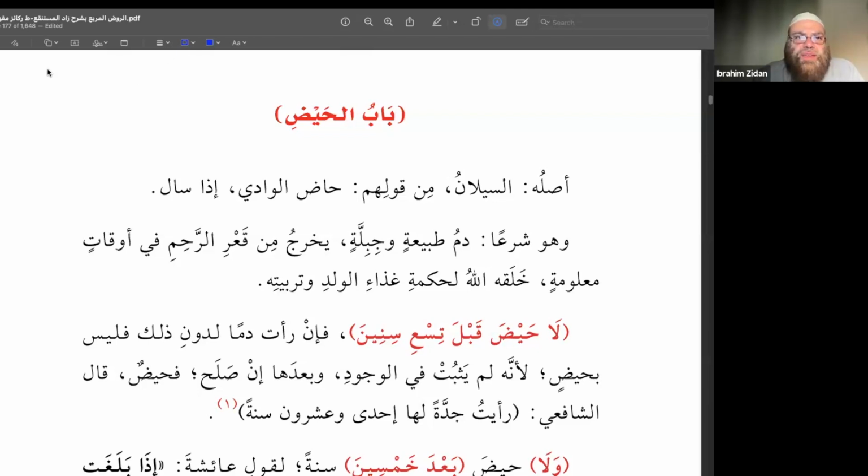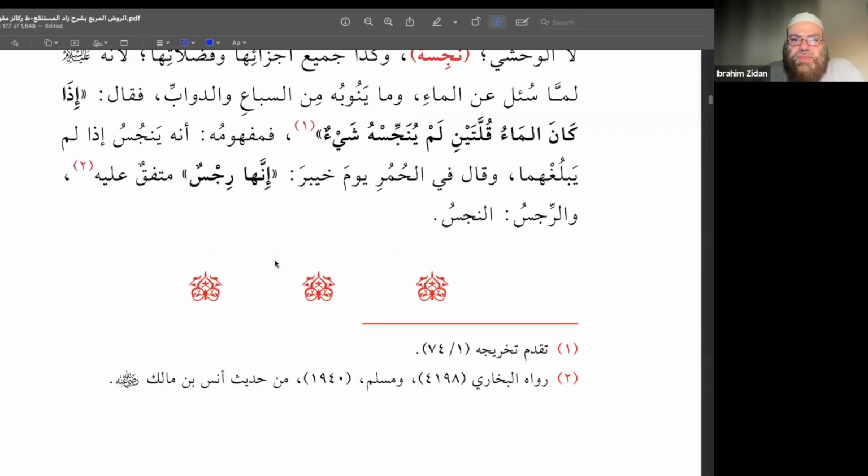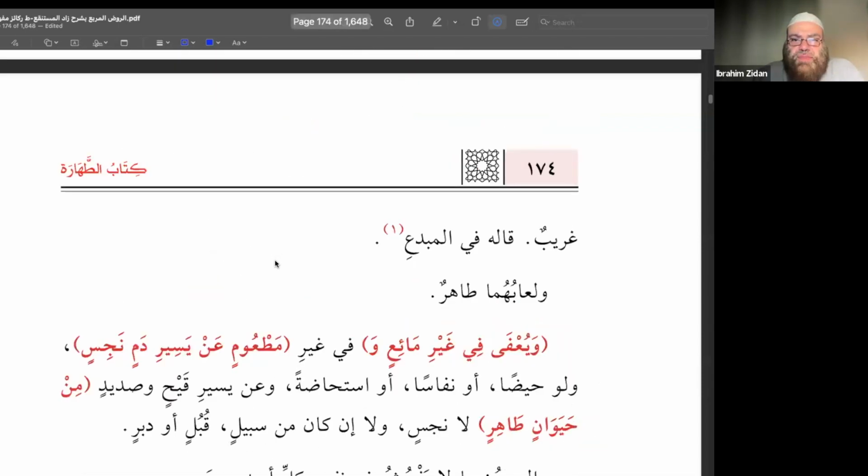So, any questions or anything that is not clear in any of the statements? We're supposed to talk about the conditions of the salah, I believe.